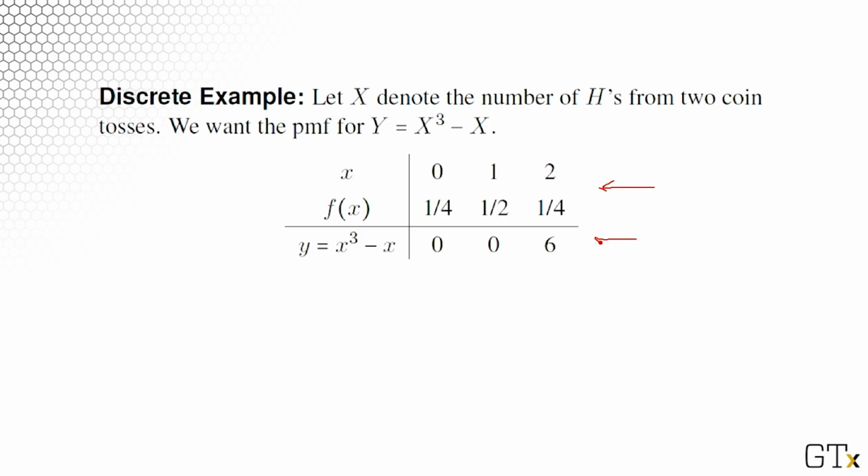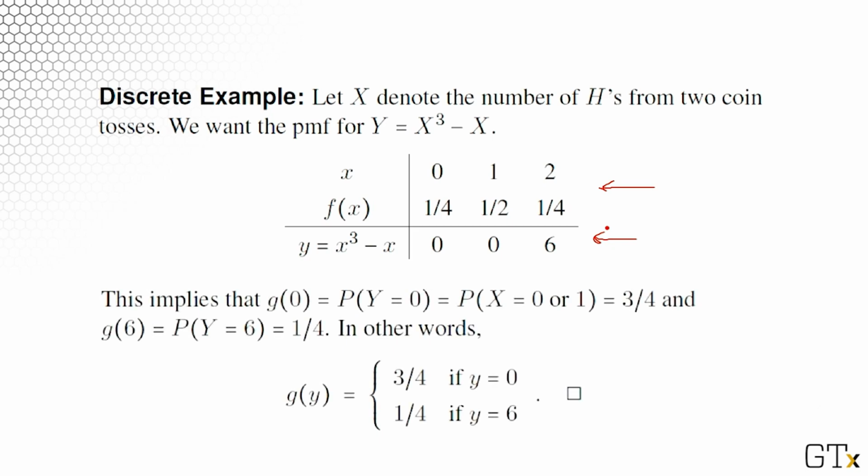If x equals 0, then y equals x cubed minus x equals 0. If x equals 1, then y also equals 0. And if x equals 2, then y equals x cubed minus x equals 6. So you can see the values x equals 0 and 1 map into y equals 0, and the value x equals 2 maps into y equals 6. So what does this imply? Let's add up the probabilities.